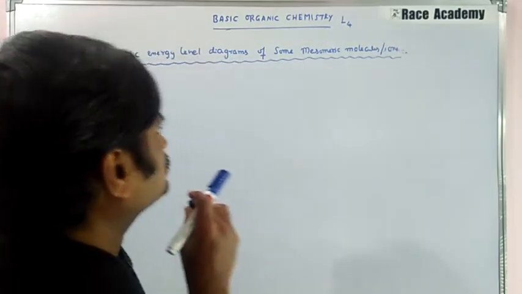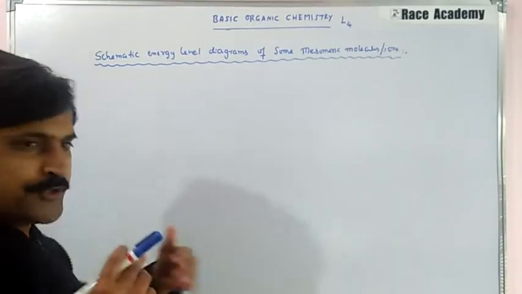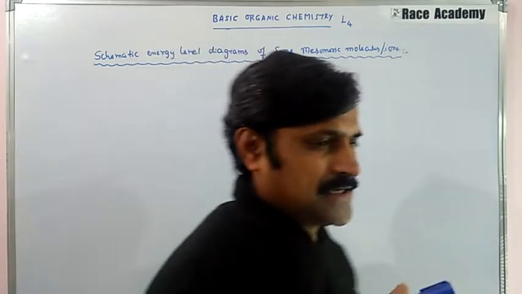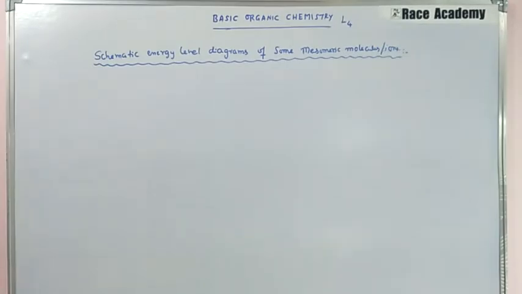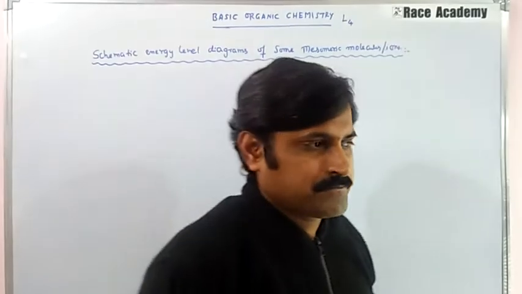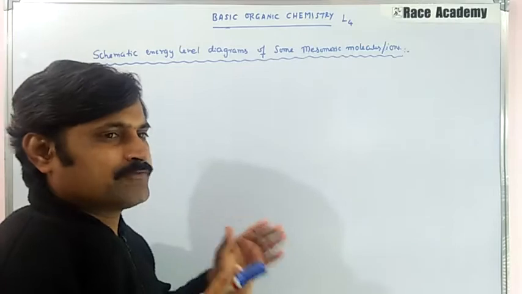Welcome to this session, lecture number 4 on basic organic chemistry, continuation of the previous resonance theory. In the previous session, I discussed resonance and its concepts, and in particular some important rules and regulations explained for the stability of resonating structures.